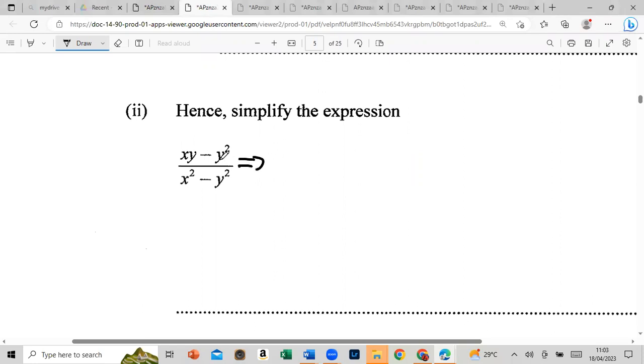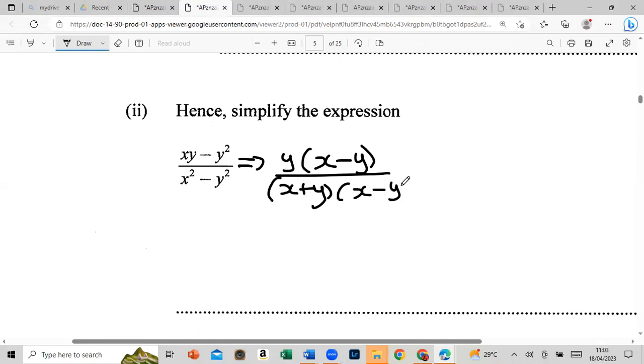So we're going to factorize again. So we have y, and then we got x minus y. This one is a difference of two squares, so we have x plus y and x minus y. So now we cancel whichever can cancel. If you look closely, you see x minus y and x minus y, that into itself one, that into itself one. So we are left with y over x plus y. And that would be our answer.